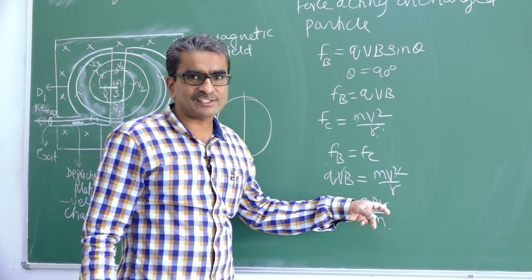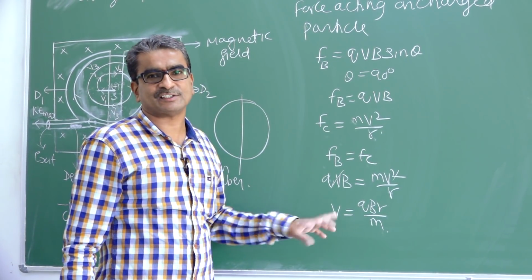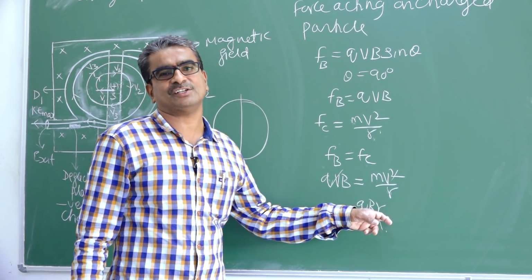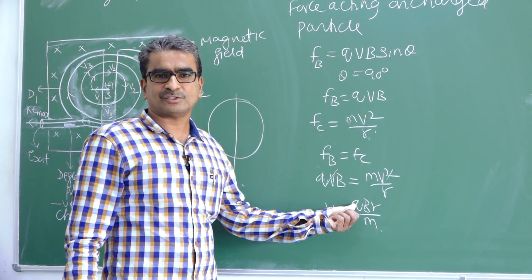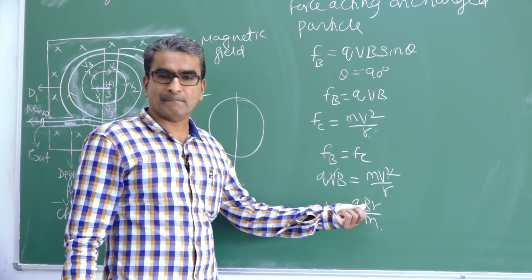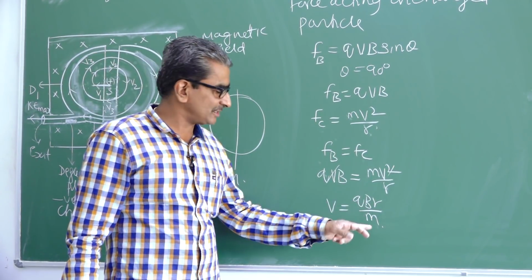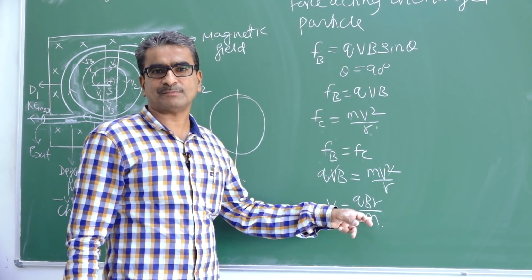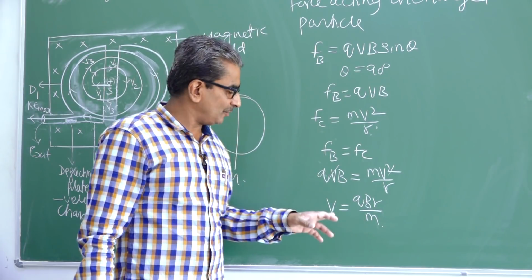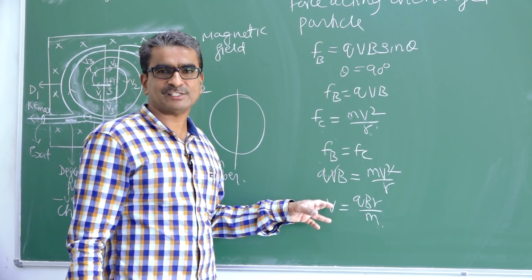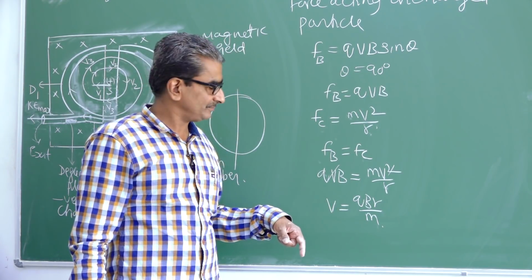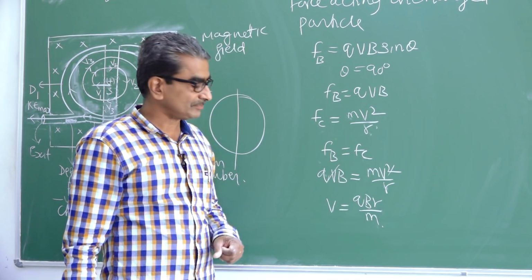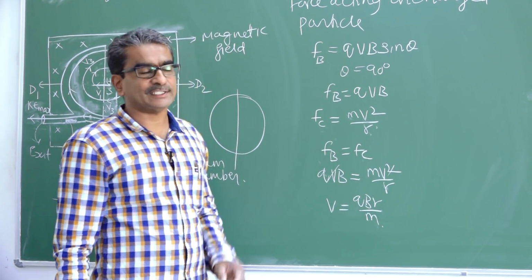As r changes, v also changes. That means if v changes, r changes. Whereas q, the charge of the particle, remains the same. The magnetic field is uniform, so that remains constant. M, the mass of the charged particle, also remains constant. The only thing is velocity keeps changing because of the electric field. Okay? Then this is the velocity.